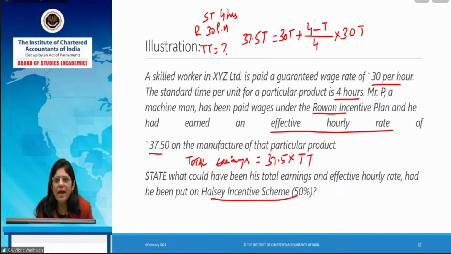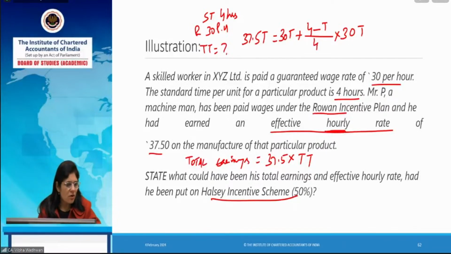37.5 into time taken because total earnings. We have been given hourly rate. Rate per hour हमें दिया हुआ है. हमें total earnings निकालनी है. So hourly rate into time taken will be the total earnings, which is equal to 30t plus 4 minus t.